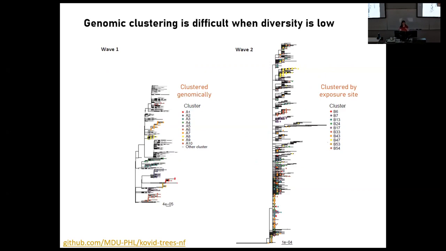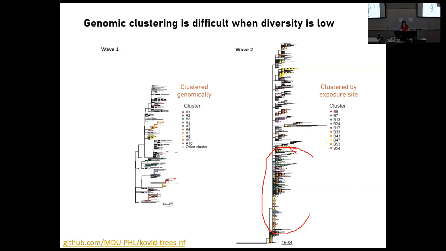But the wave 2 phylogeny, where we ended up doing the exposure site clustering, has this long backbone of the tree and then very low diversity among it. When we did the genomic clustering on this tree, you can see all of these cases end up being clustered together because of that low diversity. So we found that doing the exposure site clustering gave us a bit more resolution.